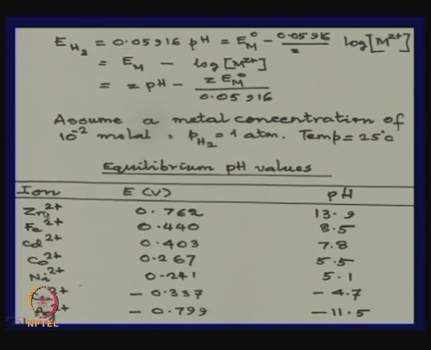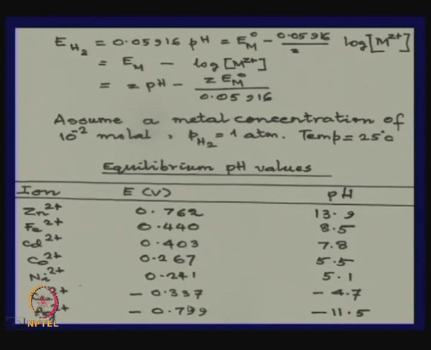Zinc precipitation in theory requires a pH of 13.9, which is barely achievable. You can never precipitate zinc from aqueous solutions. Iron needs a pH of 8.5, cadmium 7.8, cobalt 5.5, nickel 5.1. Copper and silver are no problem at all. I mean, they will be precipitated no matter what, it is very easy to precipitate. Even in acid solutions, you can precipitate copper and silver.